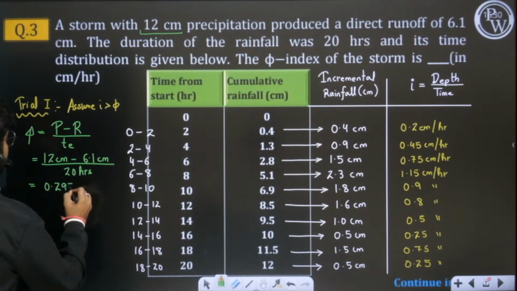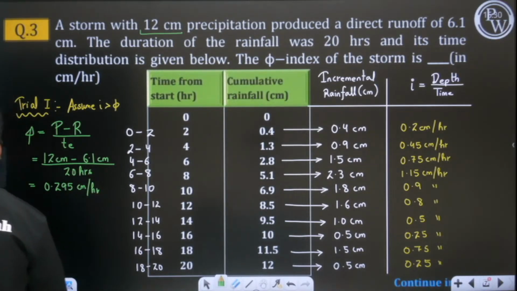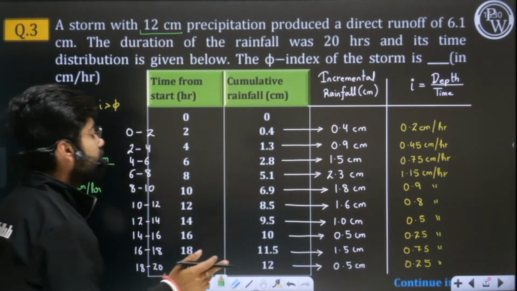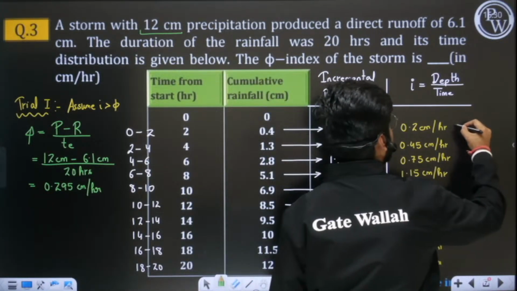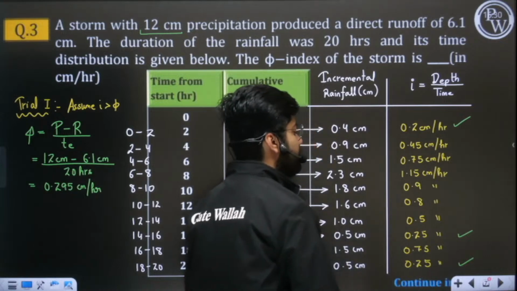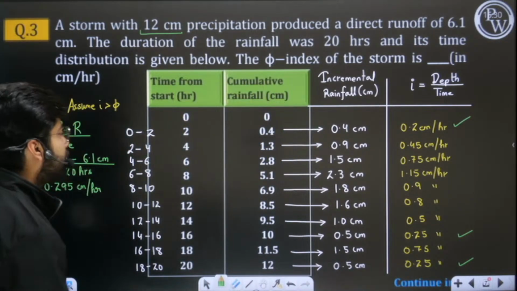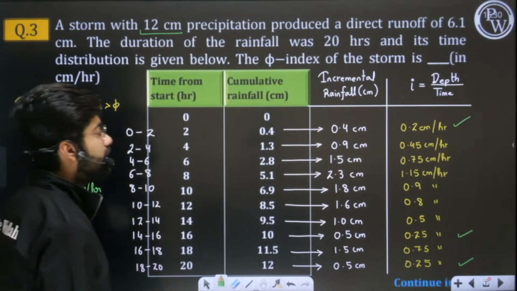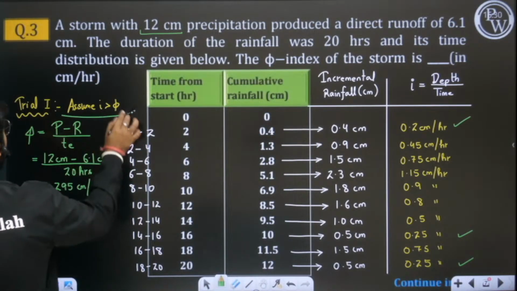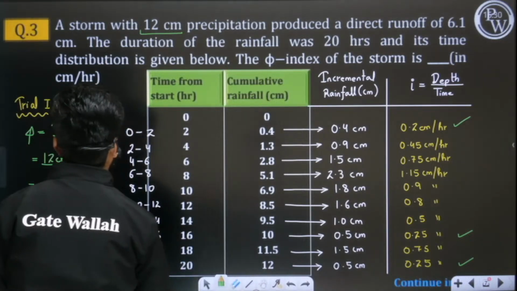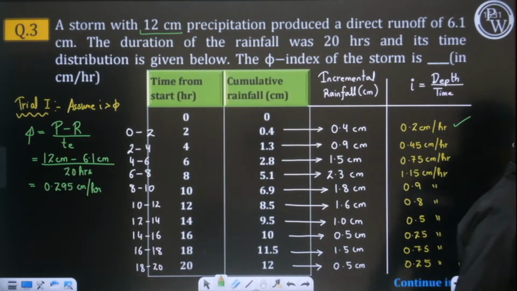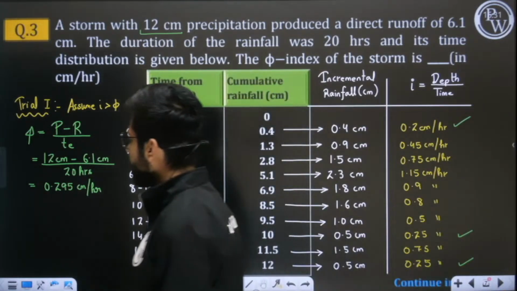Now, one problem is there: this value of phi is more than this, and this one also. So three intensities of rainfall are even lower than our first phi value. That means our assumption is wrong. Otherwise, this would have been the correct answer in the very first attempt. Yes or no? So what do I have to do now? I have to subtract them.